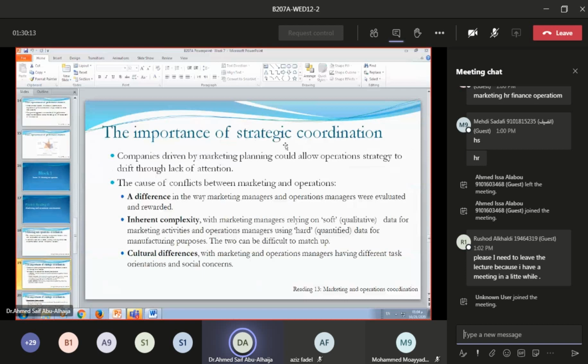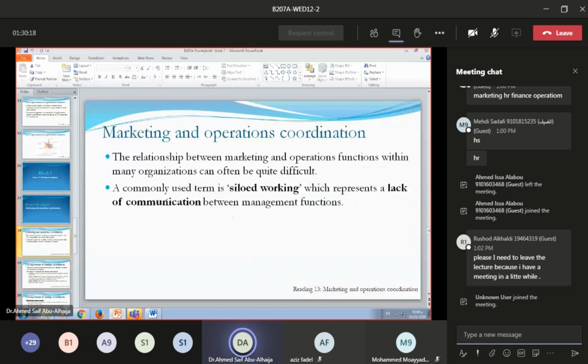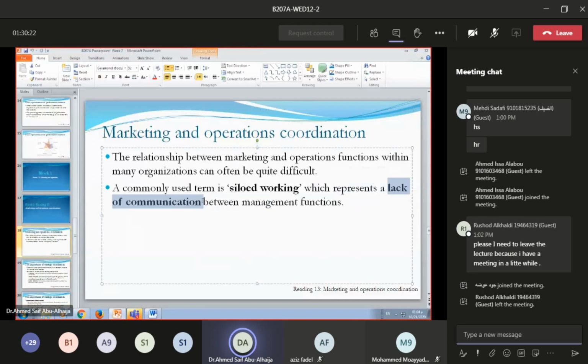So, importance of strategic coordination. Again, I told you, there is no what? Coordination, because there is no good communication. If I don't talk to you, how can I actually make it right?